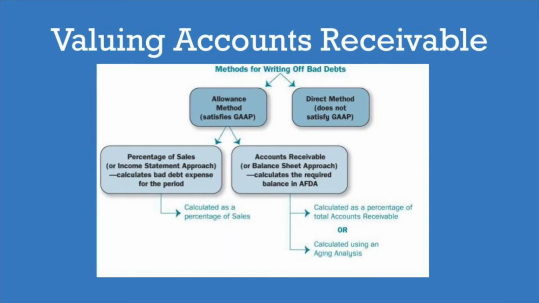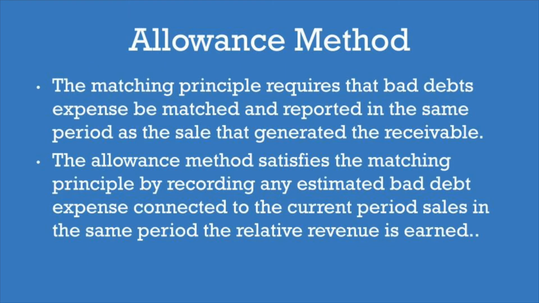But as a rule, companies will use GAAP processes. So what we're looking at are really two methods that are under the allowance methods. First of all, the percentage of sales method, and second of all, the accounts receivable method. So let's take a look at this allowance method.